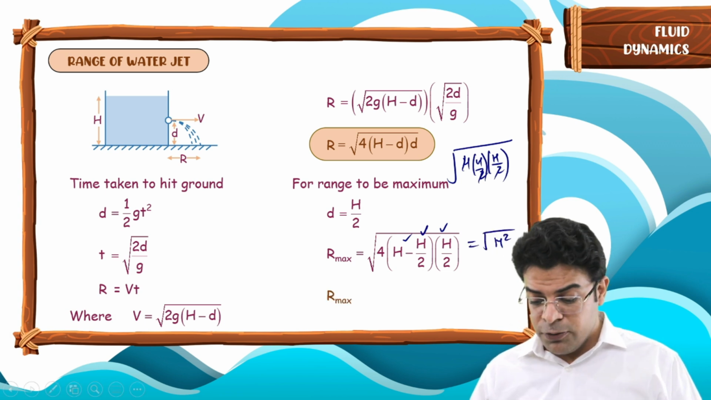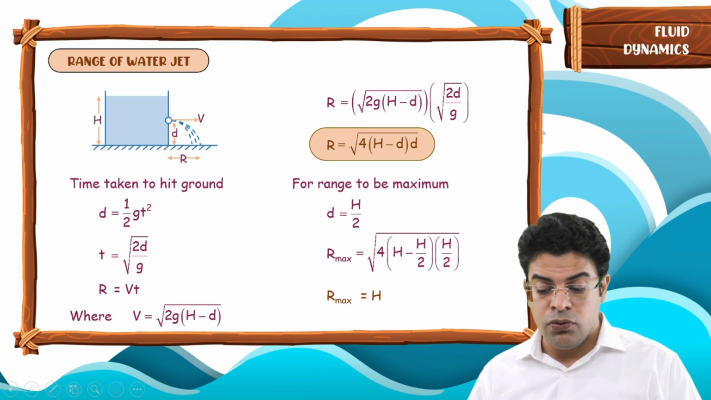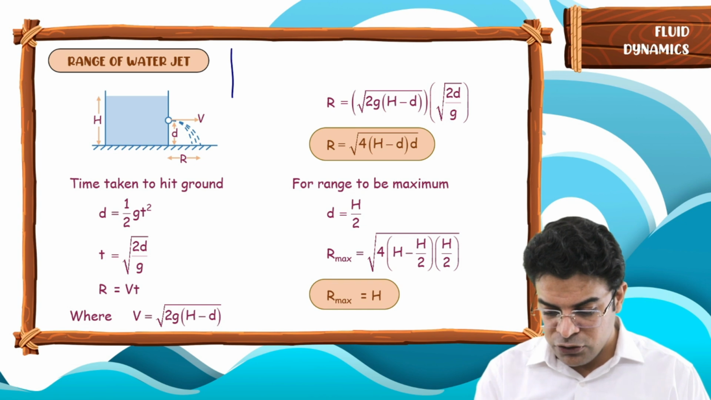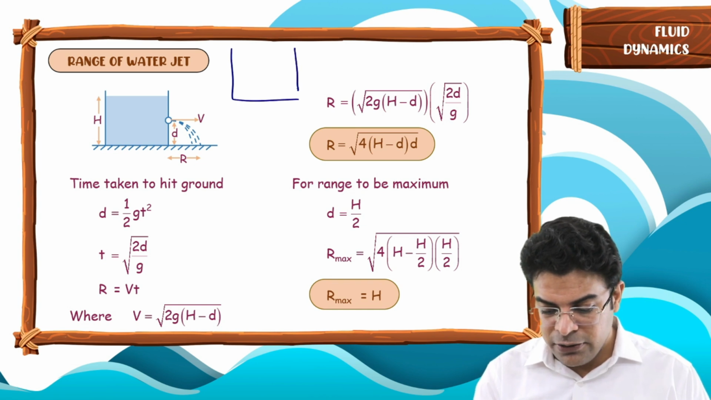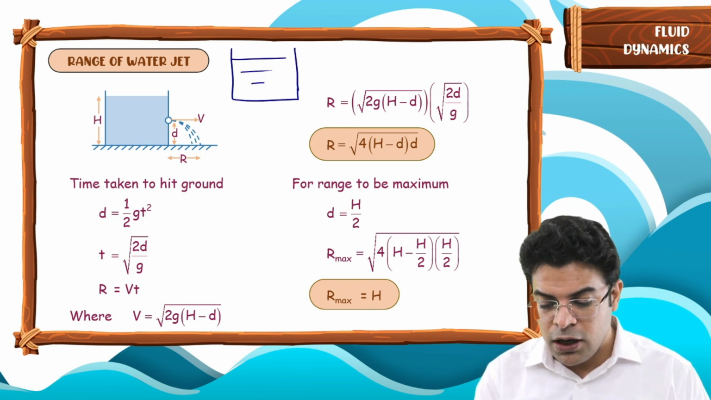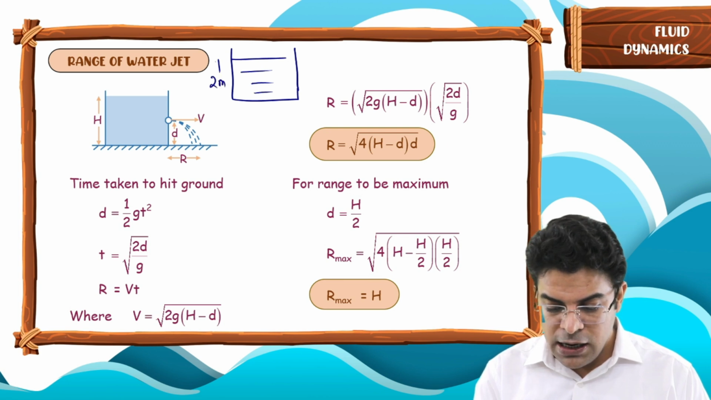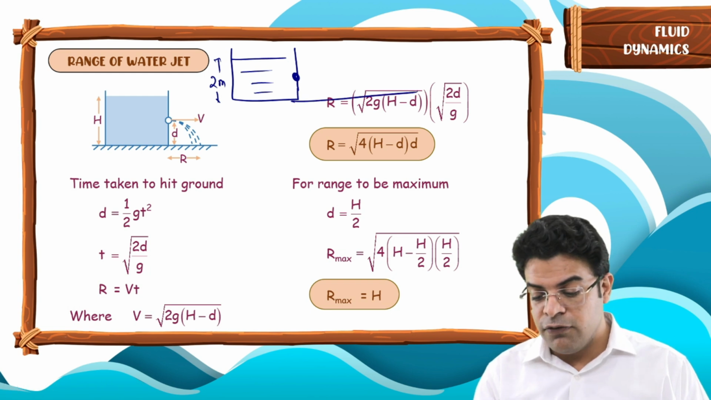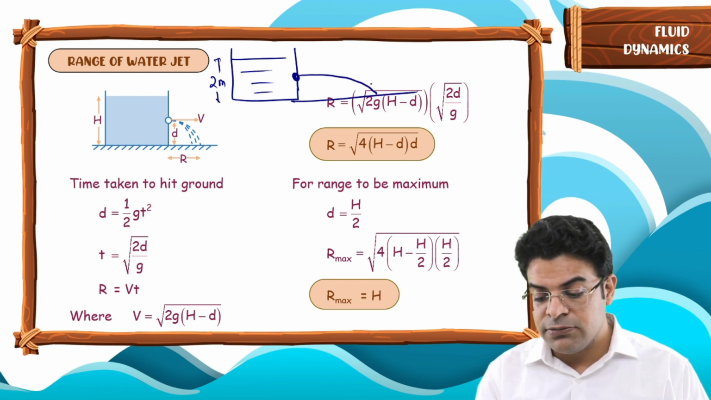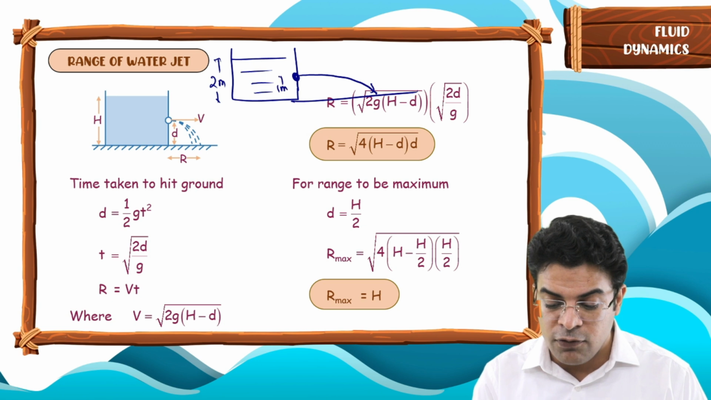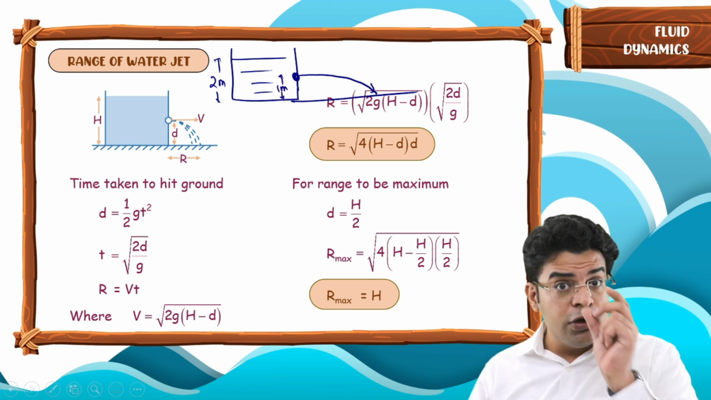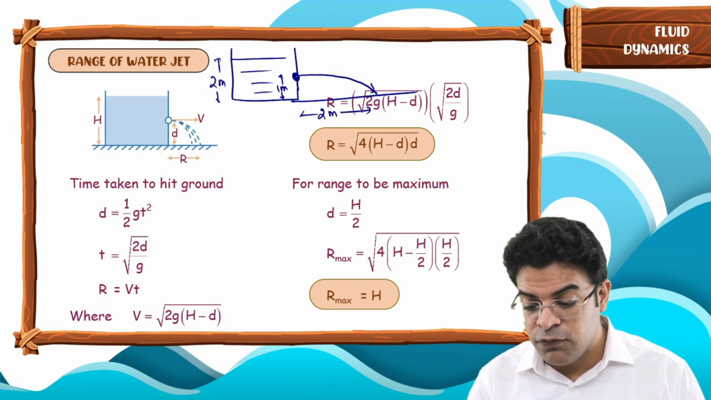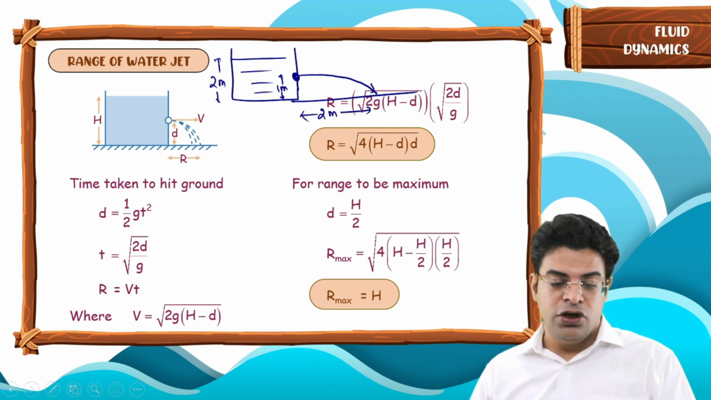So the maximum possible range comes out to be equal to the height of the fluid in the tank. If they give me a question that there is a tank in which fluid is filled up to a height of 2 meters, at what height above the base must a hole be made so that the range of the jet coming out of it is maximum? I will say the hole must be made at a height of 1 meter above the base. And when you do so, the range of the jet is the same as the height of the fluid in the tank, which in this case is 2 meters.